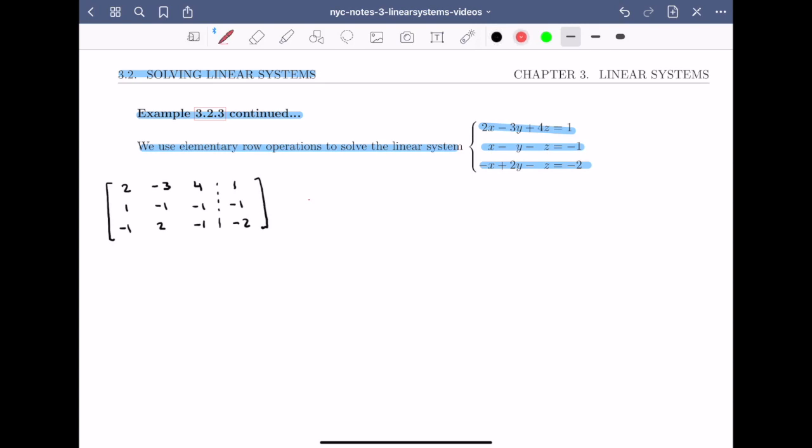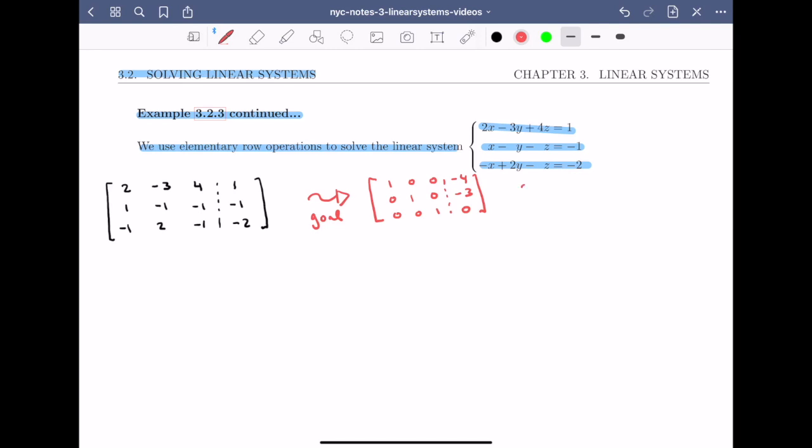I want to remind you of what our goal is. Our goal is to use elementary row operations to reduce this augmented matrix to the following form: 1, 0, 0, minus 4, 0, 1, 0, minus 3, and 0, 0, 1, 0. The reason that we want to do this is because from the matrix I've written in red, we can easily see the solution to the linear system.